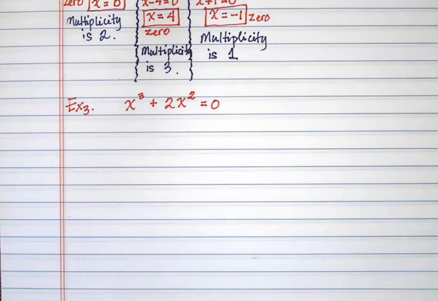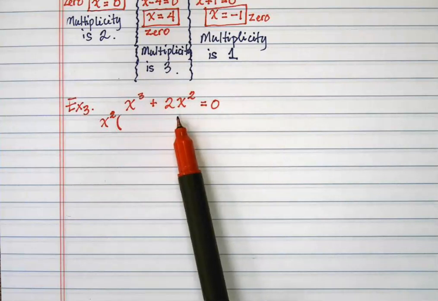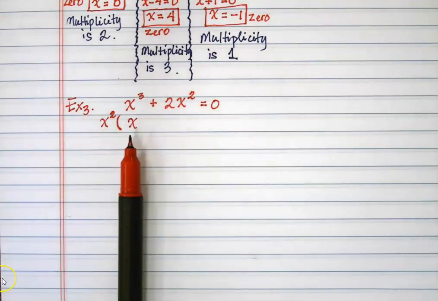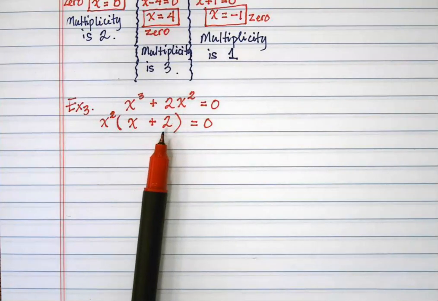Okay, example number 3. As you can see, it's not yet fully factored. So we're going to have to factor this out using the greatest common factor. All right, so as you can see, x to the third plus 2x squared, they have a common factor. They have the greatest common factor as x squared. And so I'm going to factor this out from both these terms. Okay, so if I factor out x squared from x to the third, it's going to result to x. And if I factor out x squared from 2x squared, the result is 2.